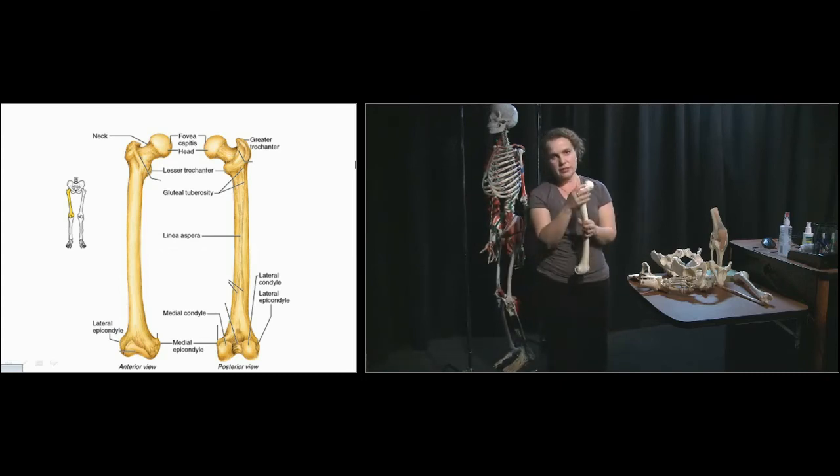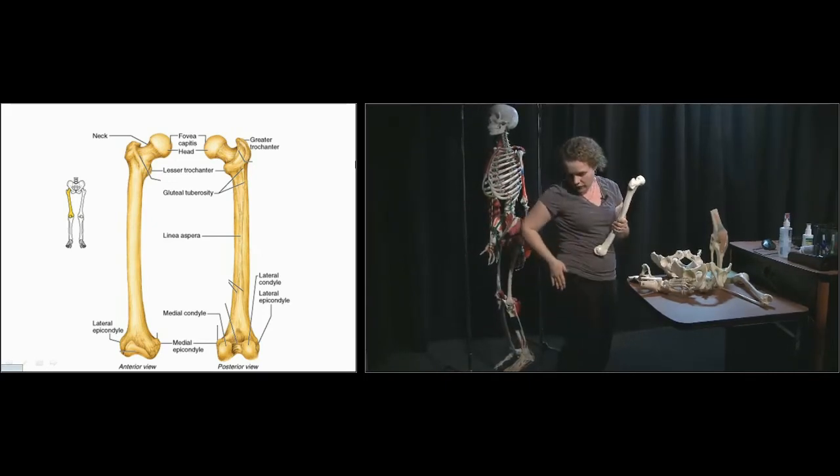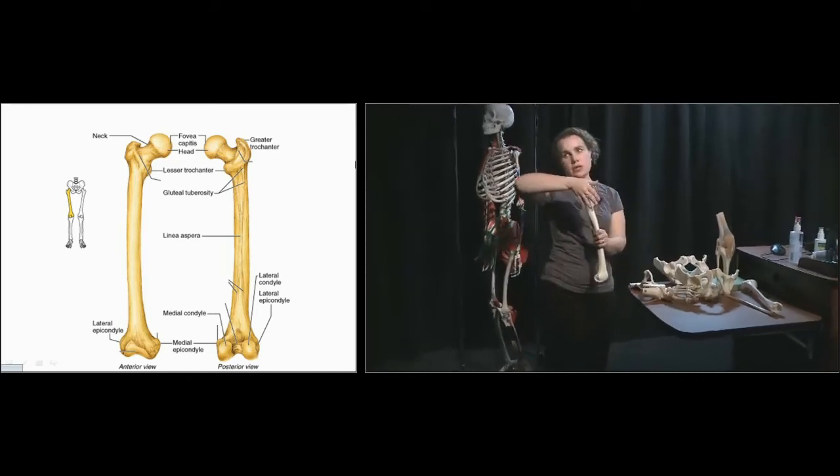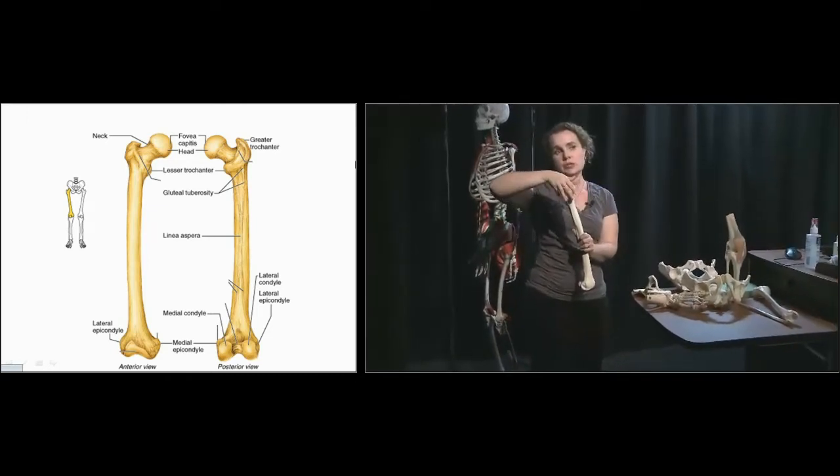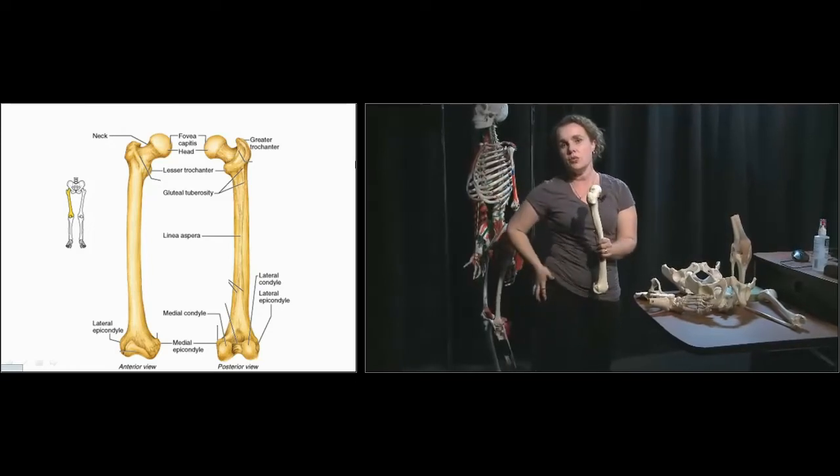So right here, see that big bump? Now on the humerus, we had talked about the greater tubercle. This is much, much bigger, so it is called a trochanter. So do not get greater tubercle and greater trochanter mixed up. You can feel it right there. If you push, you've got a tender spot. This trochanter is created by a number of muscles, but most importantly, gluteus minimus and medius, which lift your hip up when you walk.